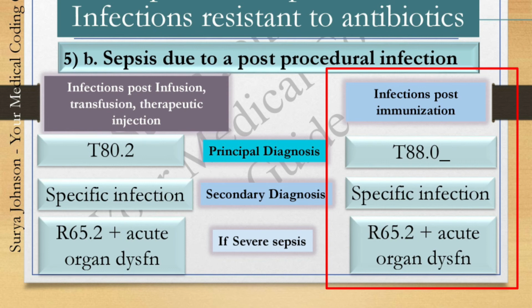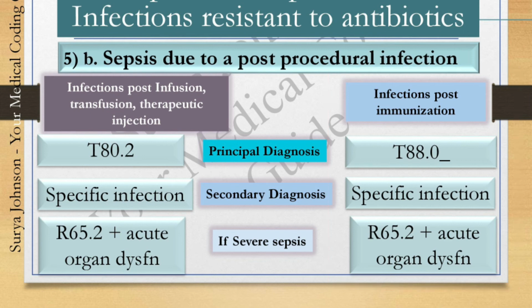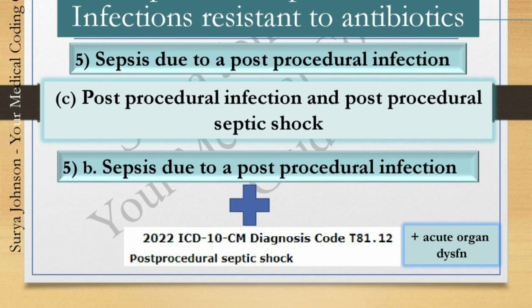Under the sepsis due to post-procedural infection, the C point is post-procedural infection and post-procedural septic shock. If there is a septic shock, in this scenario you will follow all the sepsis guidelines by coding those diagnoses, and at the last you will add T81.12, post-procedural septic shock with acute organ dysfunction. So you will add an extra post-procedural septic shock diagnosis to the previous guideline.